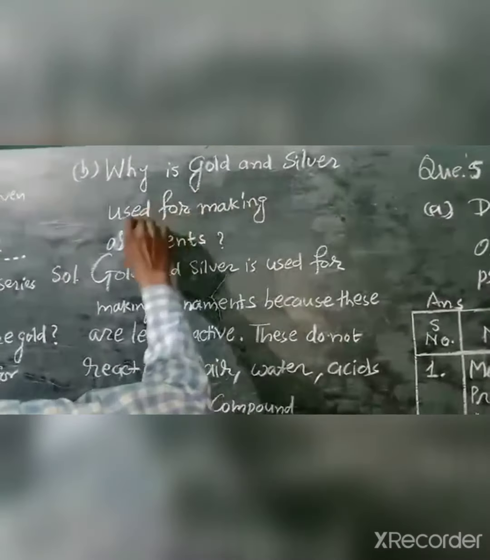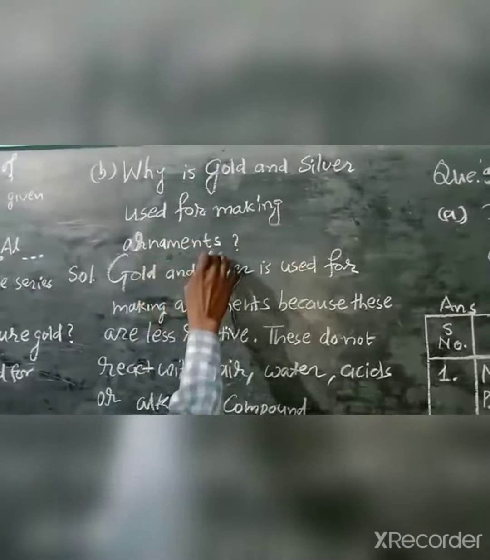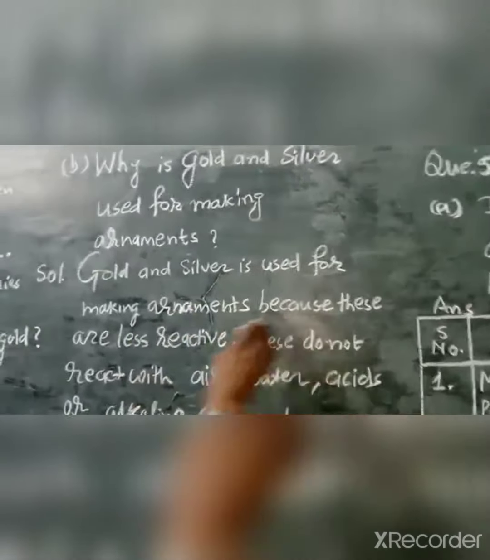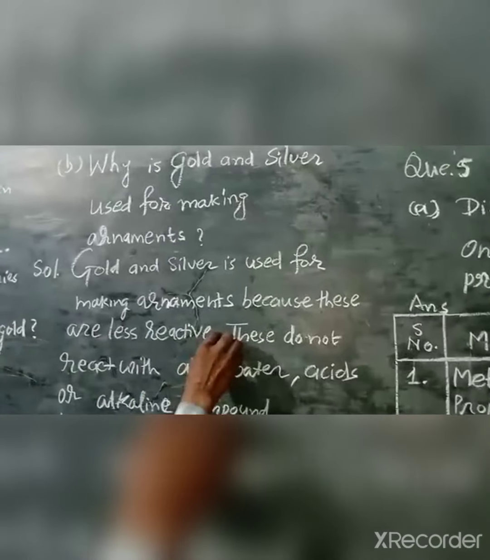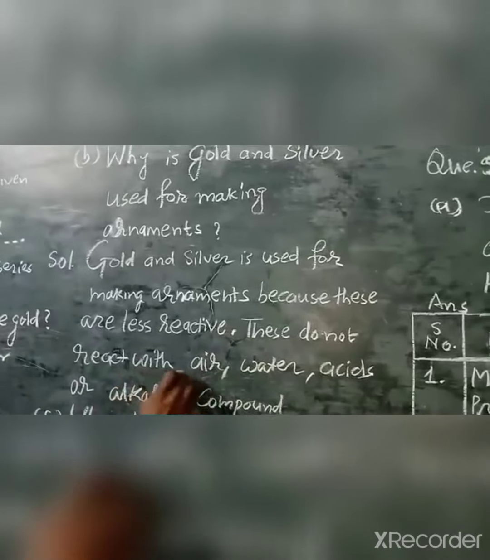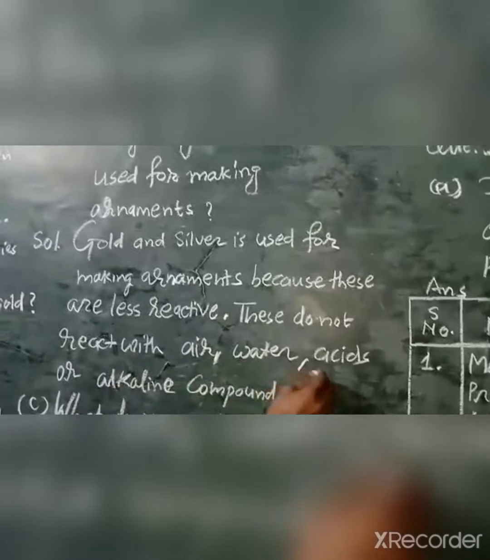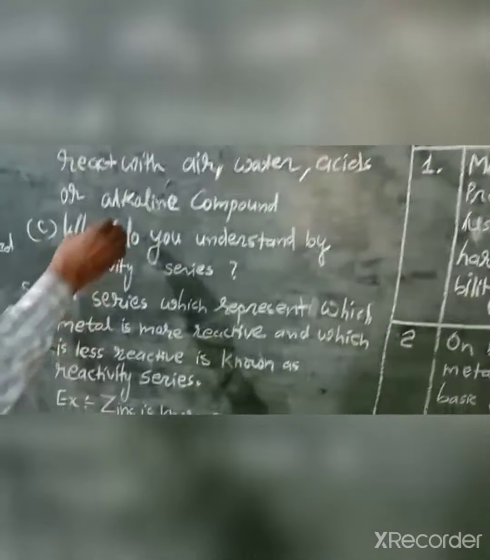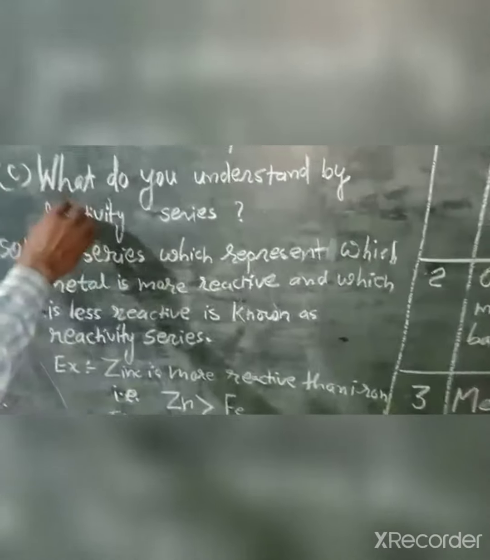Question B. Why are gold and silver used for making ornaments? Gold and silver are used for making ornaments because these are less reactive. These do not react with air, water, acids and alkaline compounds. Therefore they are used for making ornaments.